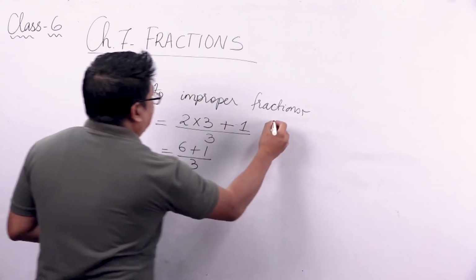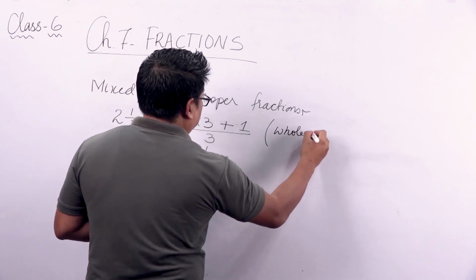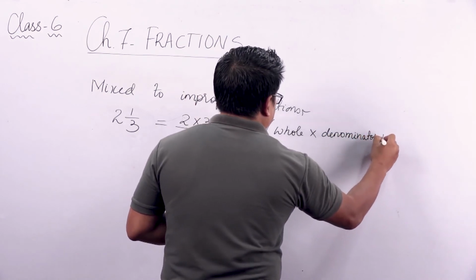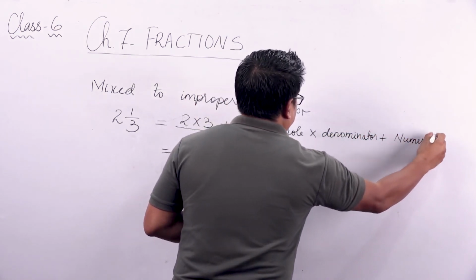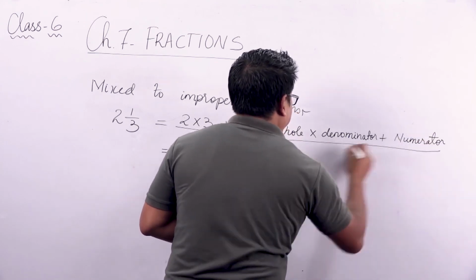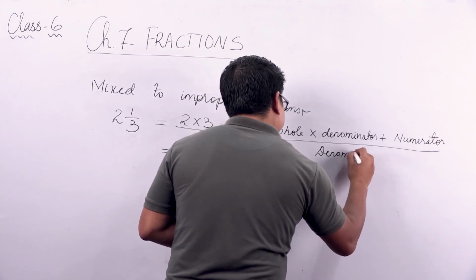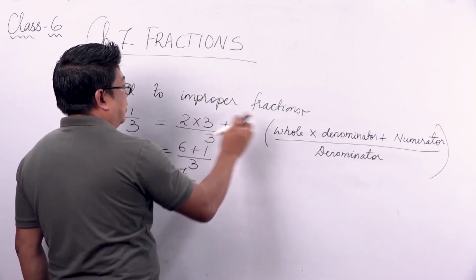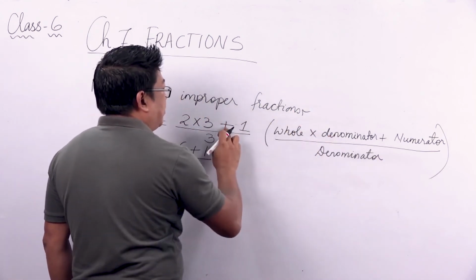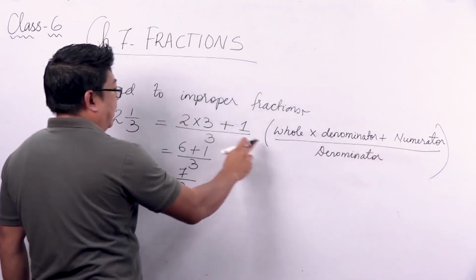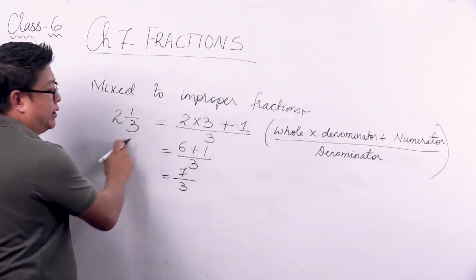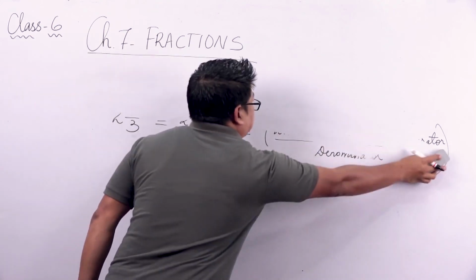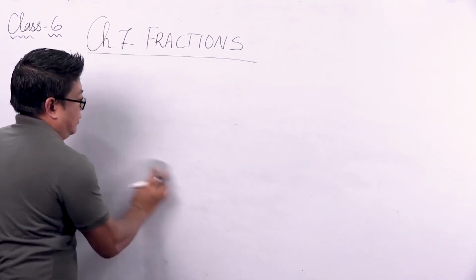So, you can write this as whole into denominator plus numerator by denominator. Okay? Whole is 2, into 3 is denominator, plus 1 is numerator, and divide by 3, the denominator. All right? So this is about from mixed to improper fractions. Let's look at the next topic.